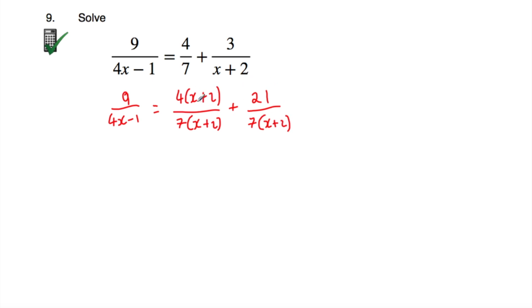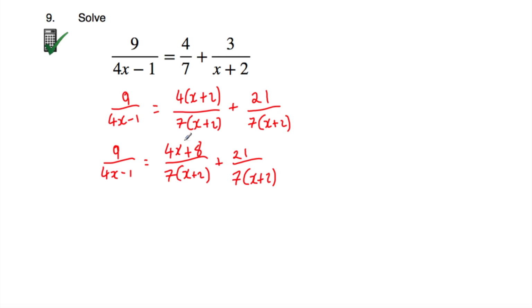So let's expand the brackets on the numerator so we can simplify them. On the left hand side, we've got 9 over 4x minus 1. And on the right hand side, 4 times x is 4x. 4 times 2 is 8, so plus 8. And then over 7 bracket x plus 2. And then actually, there's nothing to expand on this one because it's just 21 over 7 times x plus 2. Okay, so we've expanded the brackets there.